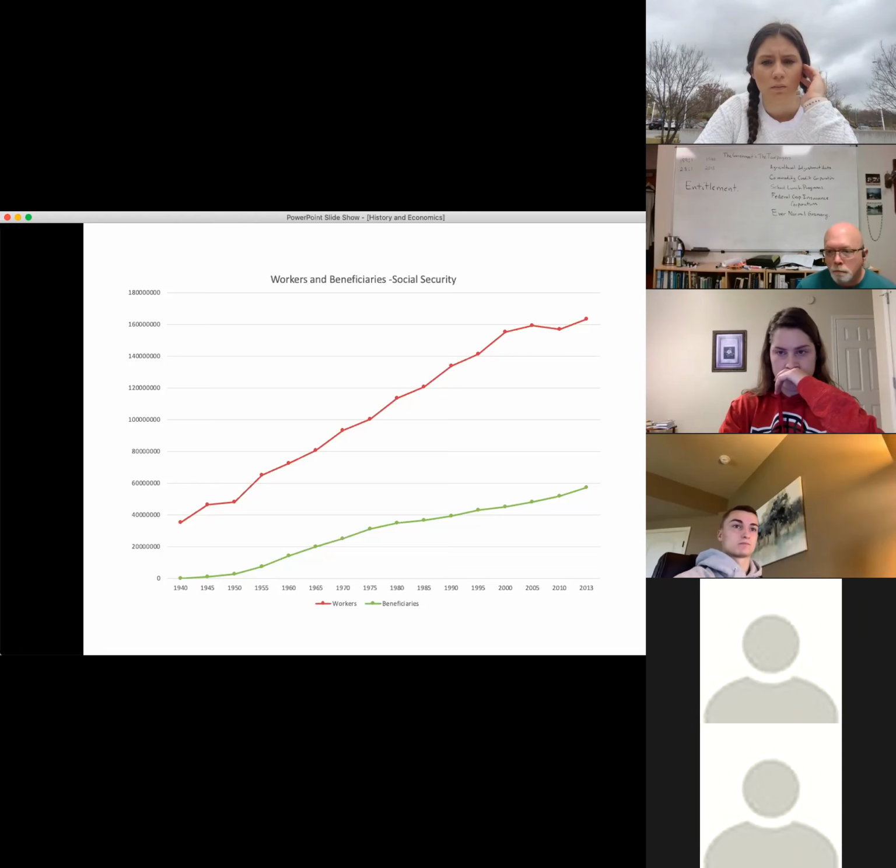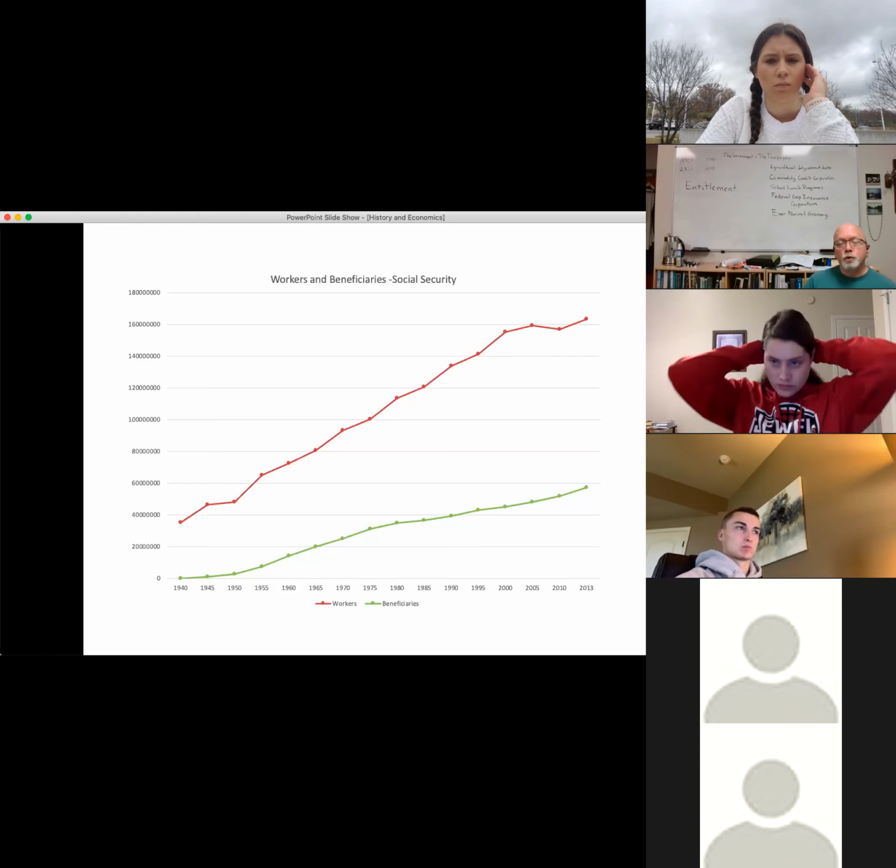In the 1950s, they really start to increase in both lines. Okay, but which one is increasing at a faster rate, workers or beneficiaries? Workers. Yeah, so for the majority of the history of the Social Security Administration, there have been many more workers paying into the system than there have been beneficiaries drawing money out of the system. So what does that do to the coffers of the Social Security Administration over time?